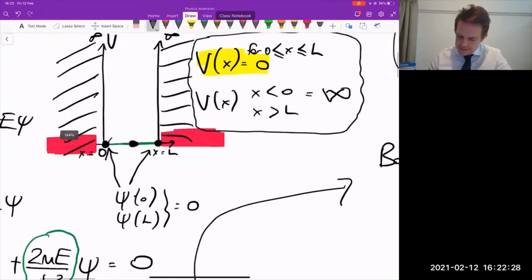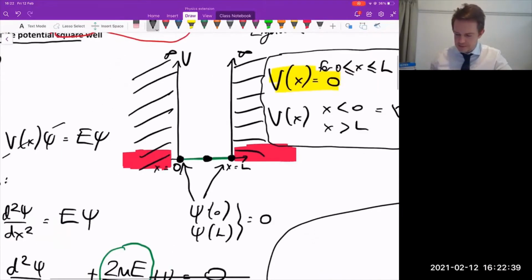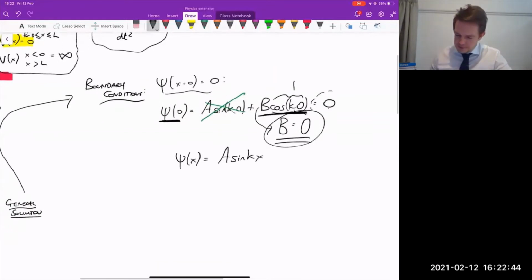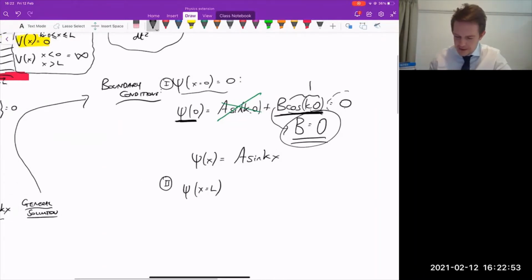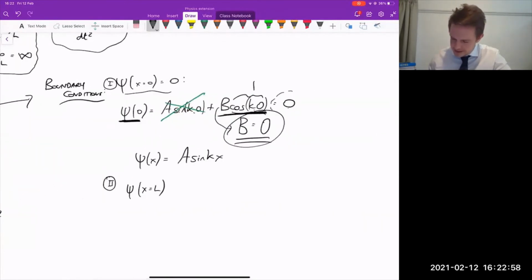It also makes sense because, of course, sine starts at the origin, whereas cos would start up here and come down, and we can't have the wave function having a value at x equals 0. Now, what's the next boundary condition? So that was the first one. The second one was that we want the wave function to also equal 0 at the other end of the box, as it were. So that also equals 0.